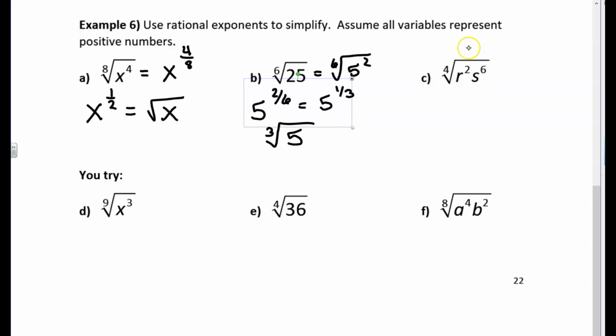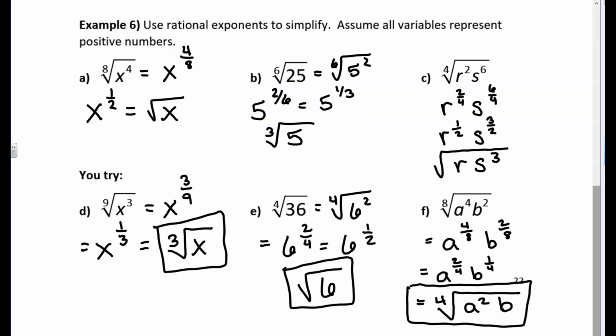Here, I'm going to rewrite both of these as fractional exponents. I get r to the 2/4 times s to the 6/4. I want to keep these denominators the same. Both of these can reduce by 2 to become r to the 1/2 and s to the 3/2. Again, I want those denominators the same so I can take that back to one radical. It's the square root of r s cubed. So go ahead, guys, and do these 3 on your own.